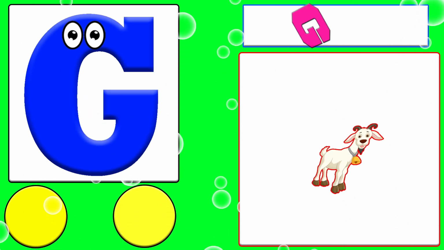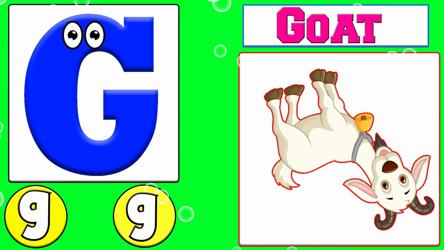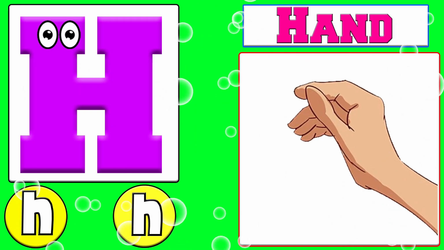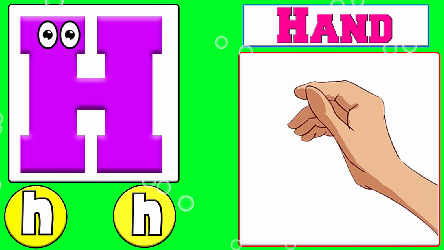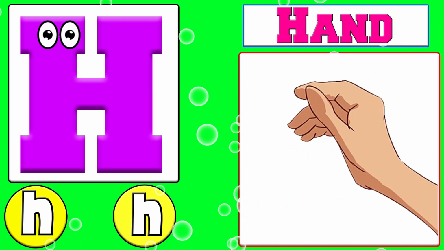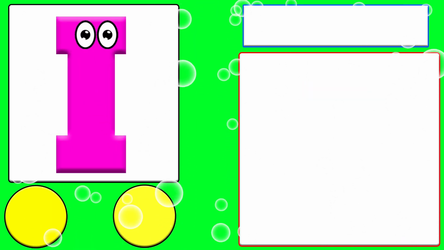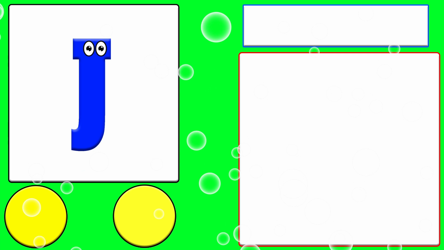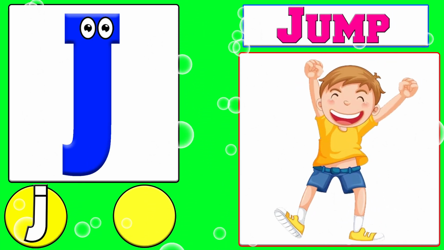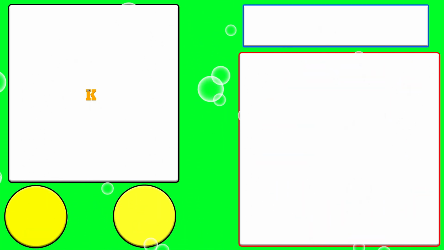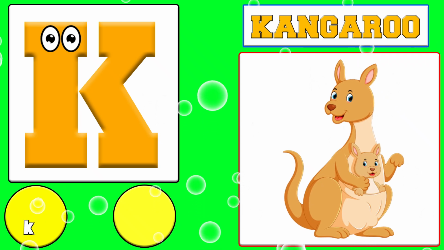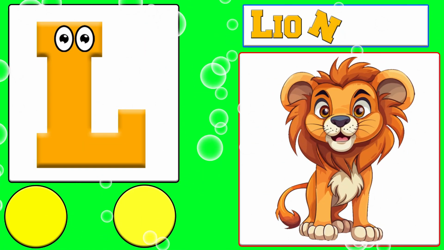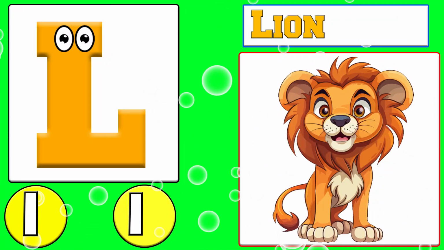G is for goat, g, goat. H is for hand, h, hand. I is for igloo, i, igloo. J is for jump, j, jump. K is for kangaroo, k, kangaroo. L is for lion, l, lion.